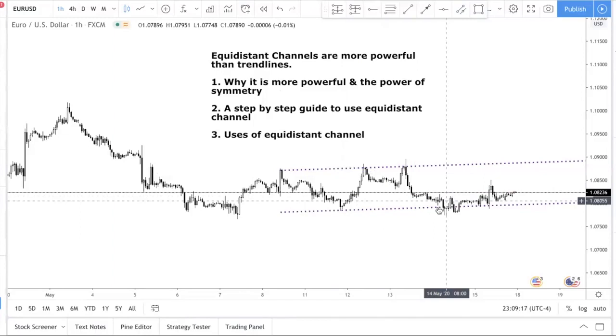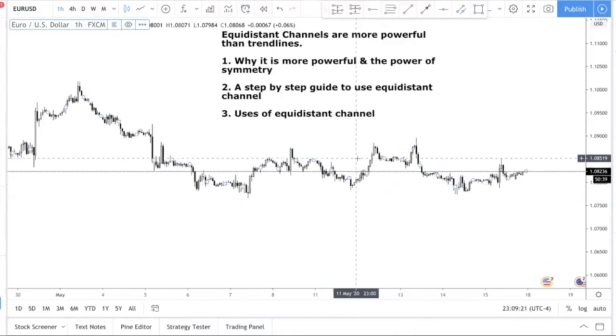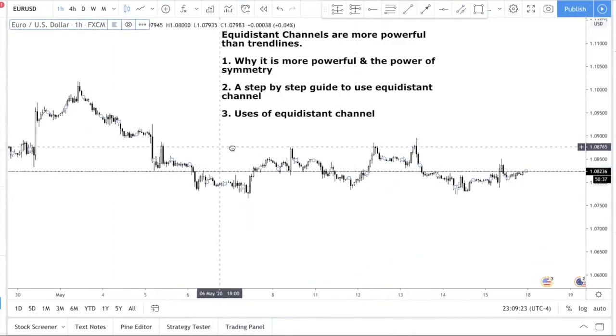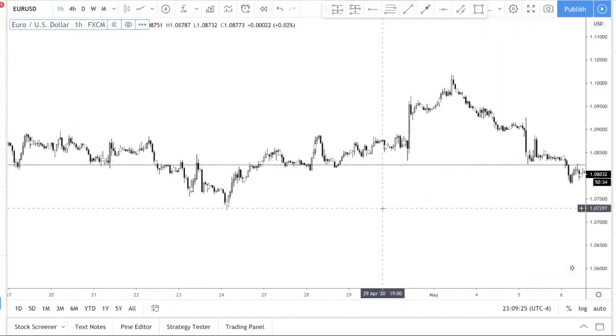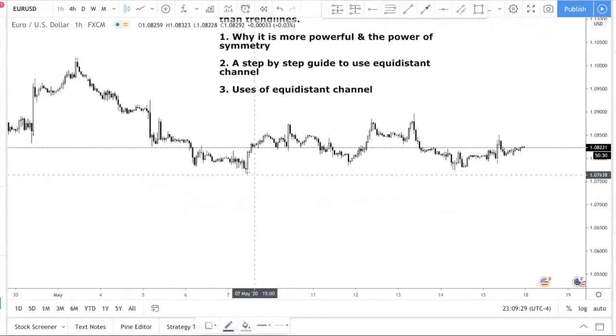Now let's talk about the opposite, which is you want to find potential resistance. It's the same exact thing. But let me just try to give you another example. So let's use this example.